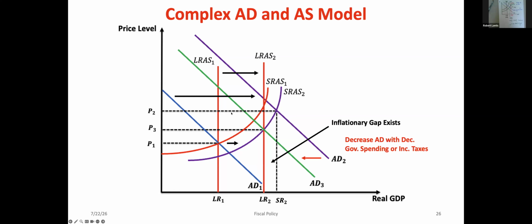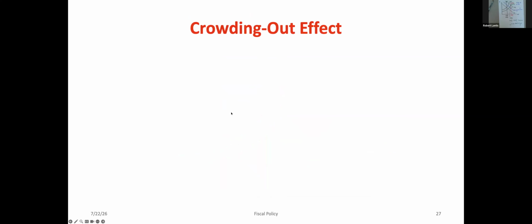Okay. So the next thing that we'll discuss is when we have this government response to inflation or deflationary gaps, that's going to be the immediate effect in our aggregate demand, long-run aggregate supply model. However, when we change government spending or we change taxes, it's going to have a secondary effect. We'll call this the crowding out effect.